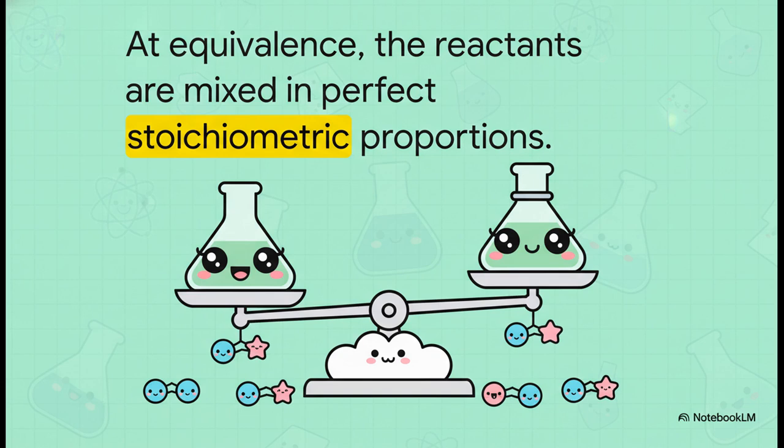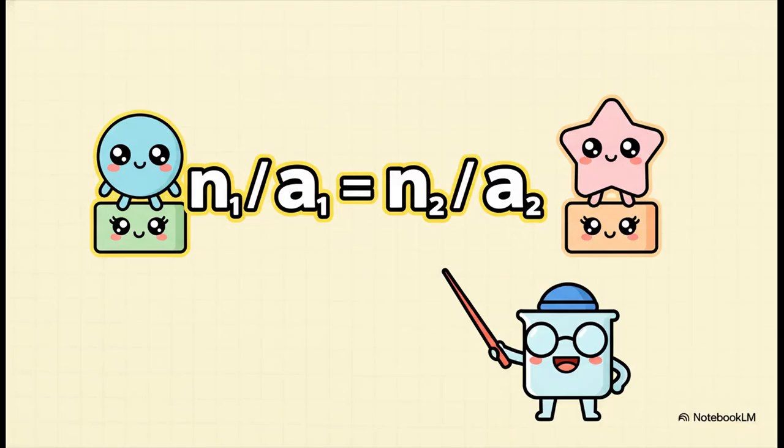All that means is the ratio of what we've mixed together perfectly matches the ratio from the balanced chemical equation. And that one simple principle gives us this incredibly powerful formula. Here, N is just the number of moles, and A is the stoichiometric coefficient, you know, that big number in front of the chemical in a balanced equation. So the moles of our analyte divided by its coefficient is equal to the moles of our titrant divided by its coefficient. This is our foundation.